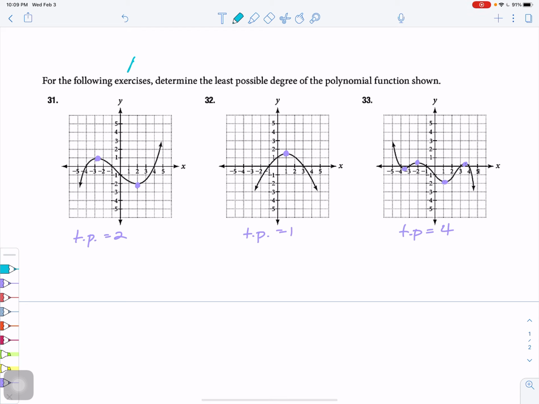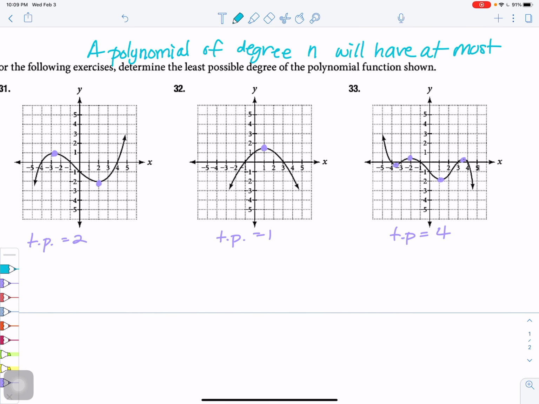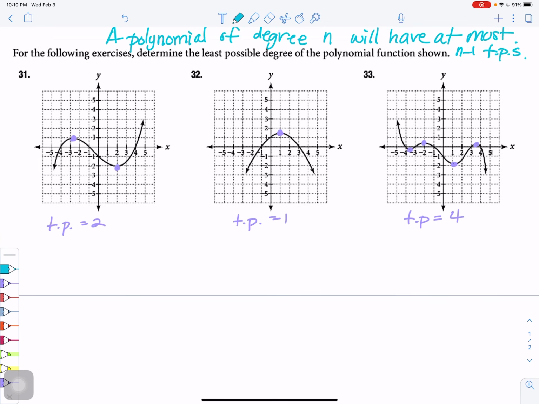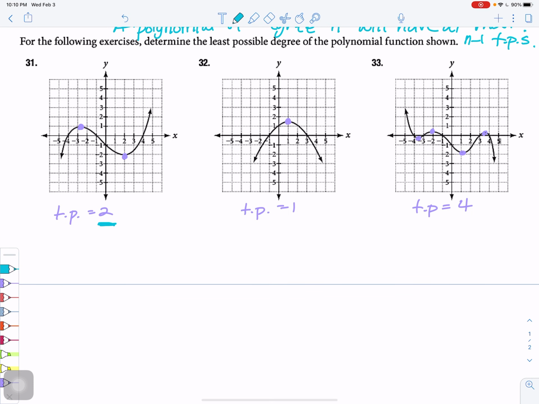So let's write a little sentence here. A polynomial of degree n will have at most n minus 1 turning points. Okay? So, since this has 2 turning points, the least possible degree is 3.